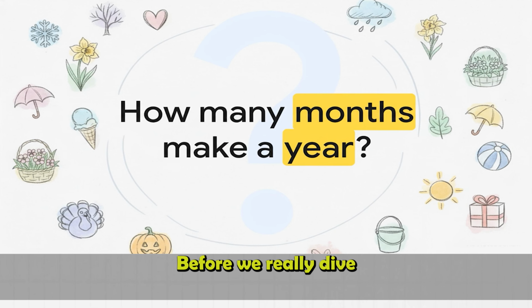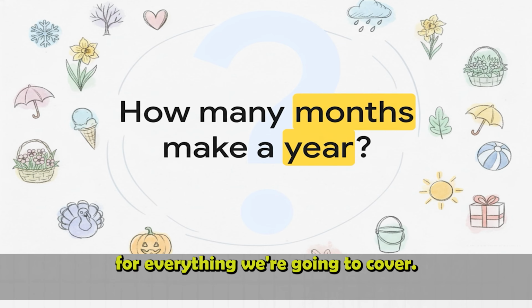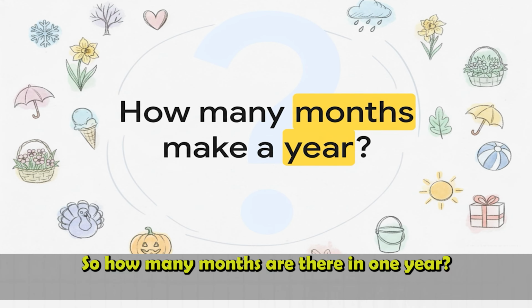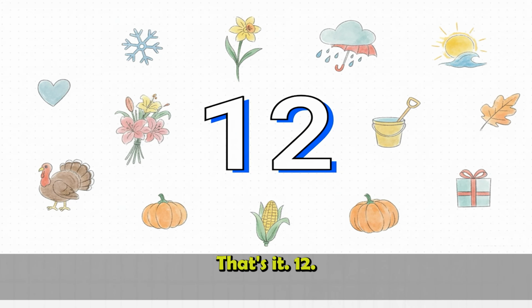Okay, before we really dive in, let's start with a super simple but absolutely essential question. It's the foundation for everything we're going to cover. So, how many months are there in one year? That's it. 12. You got it. 12 unique months that mark our full journey around the sun. So, let's get to know each and every one of them a little bit better, one by one.